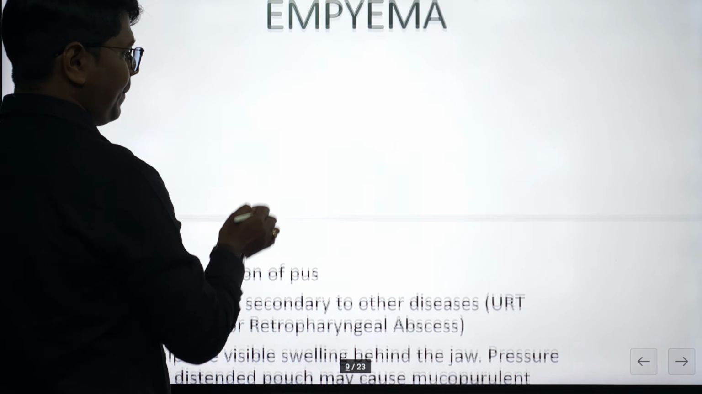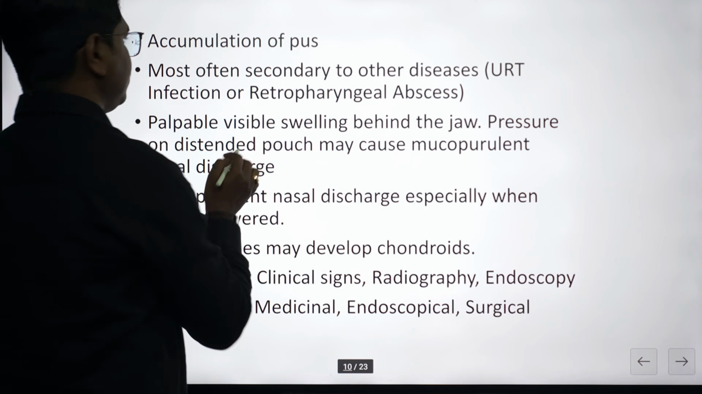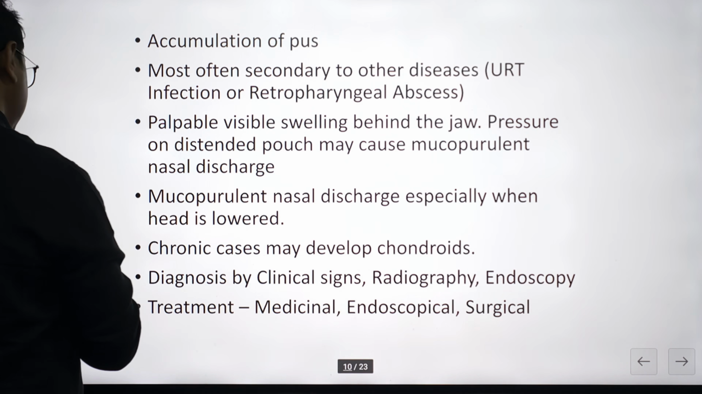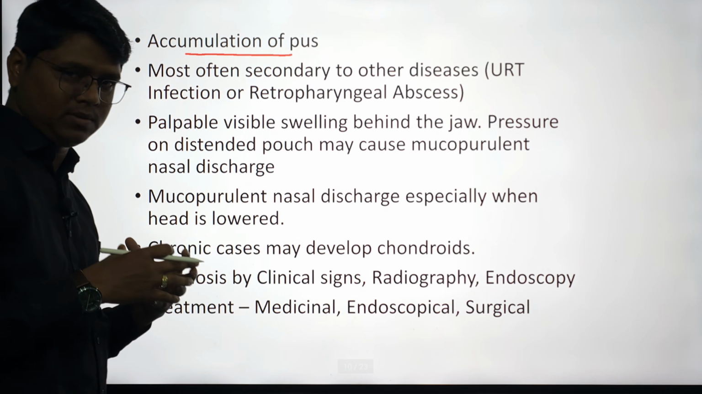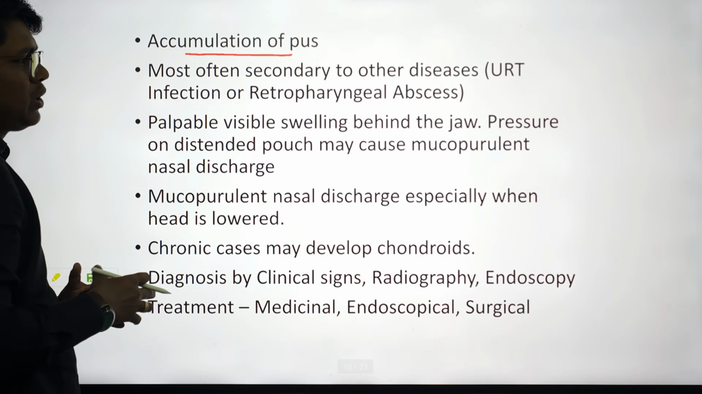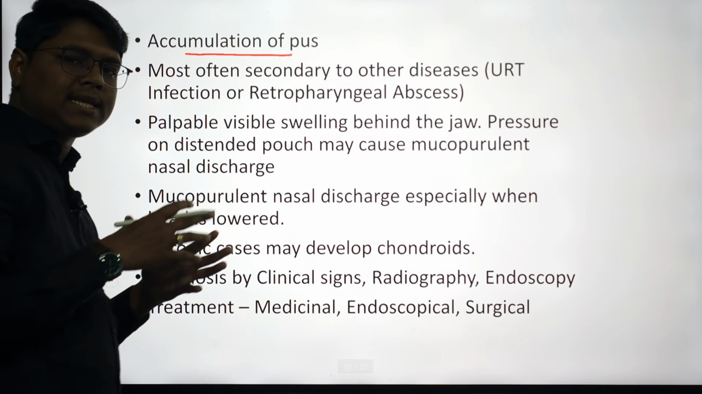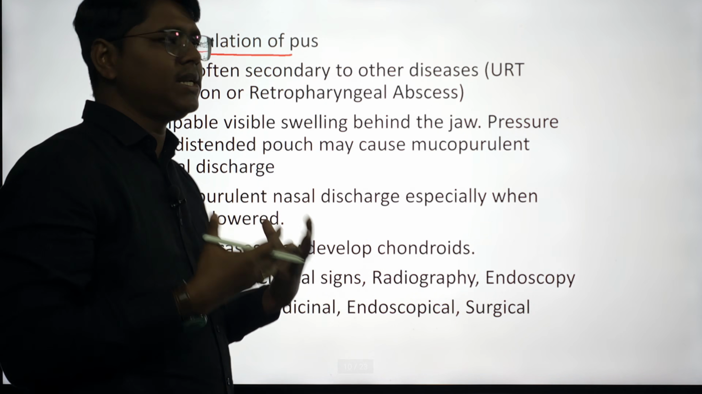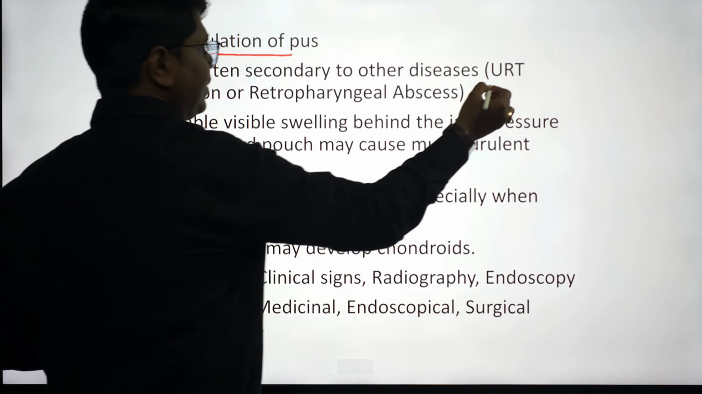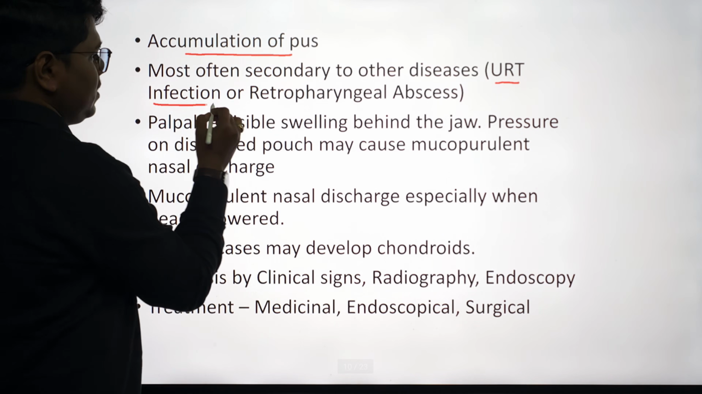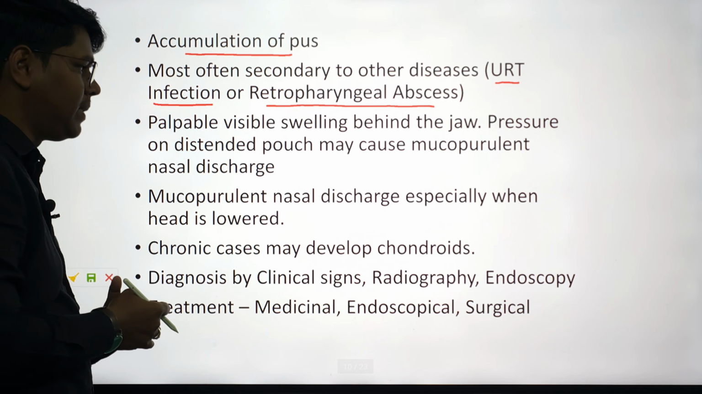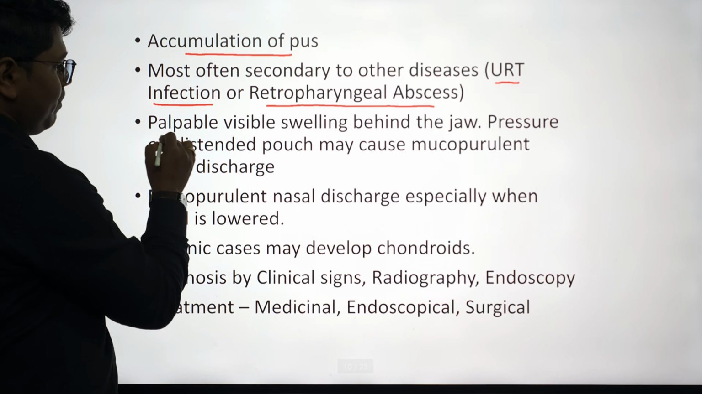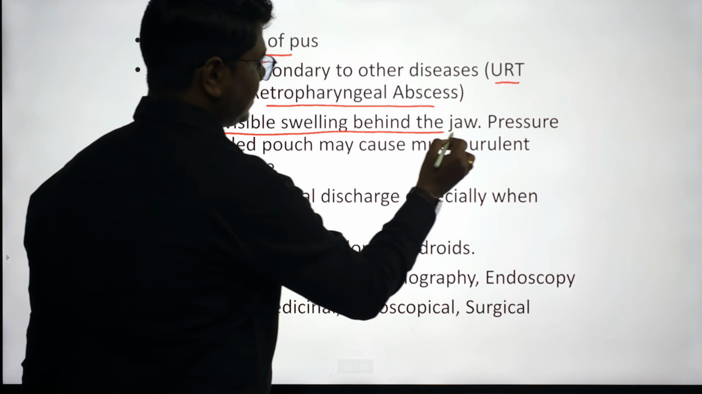First disease is empyema of the guttural pouch. It simply means accumulation of pus. Most often it is secondary to other diseases, most commonly upper respiratory tract infection or retropharyngeal abscess. It is a secondary disease, not a primary disease. There is a palpable, visible swelling behind the jaw.